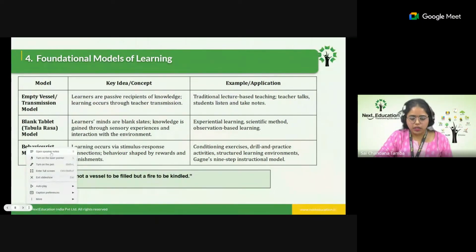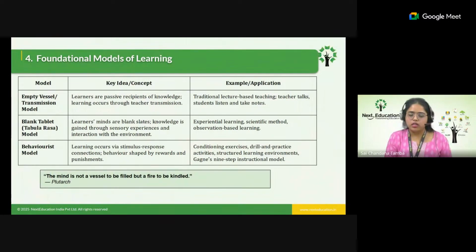So, what does this particular model say is that the student here is considered to be an empty vessel. That is, we consider students such that they do not have any knowledge about anything. We consider them to be a blank receiver of information, and the teacher is the authoritative figure here, who is the source of knowledge and will deliver the content to the student. So that is what this particular model says.